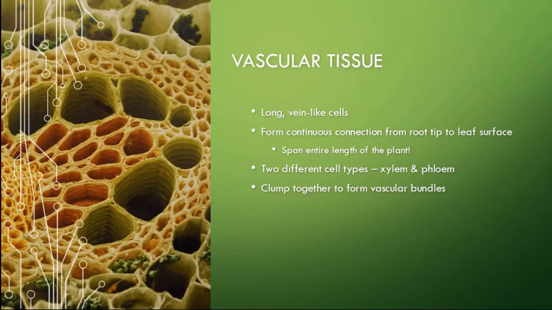Vascular tissues form long, vein-like cells that form a transportation network throughout the plant, much like the veins and arteries in animals. They form a continuous connection from the root tip in the soil to the surface of the leaf, spanning the entire length of the plant. There are two primary types of vascular cells, called xylem and phloem. These clump together to form vascular bundles, which vary in their size and arrangement depending on the organ of the plant. For example, the arrangement of vascular bundles in a root look remarkably dissimilar to those of a stem or a leaf, because the transportation requirements of these organs is very different.